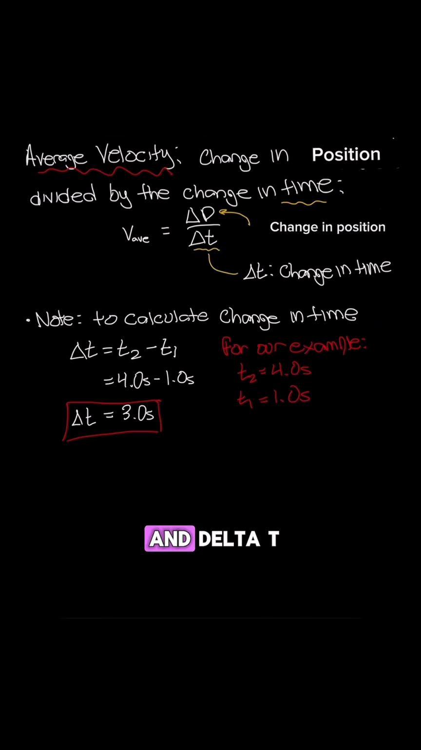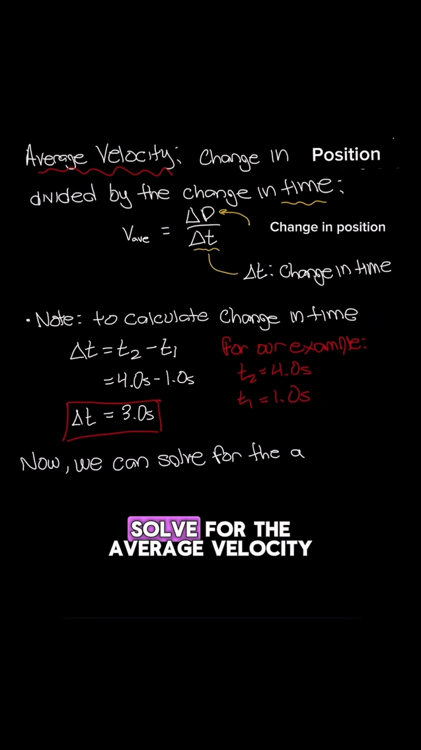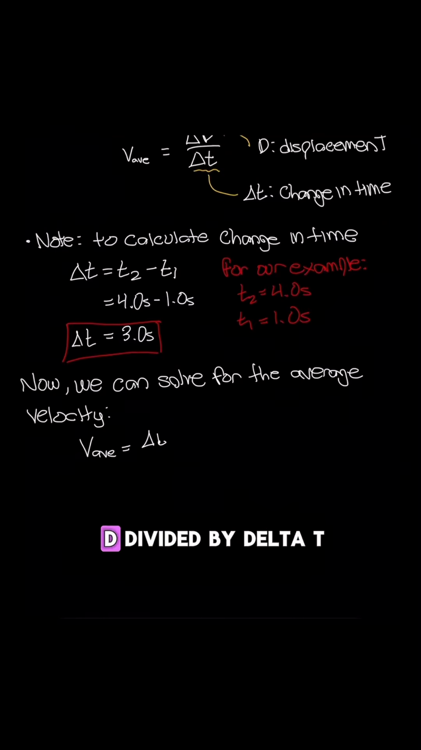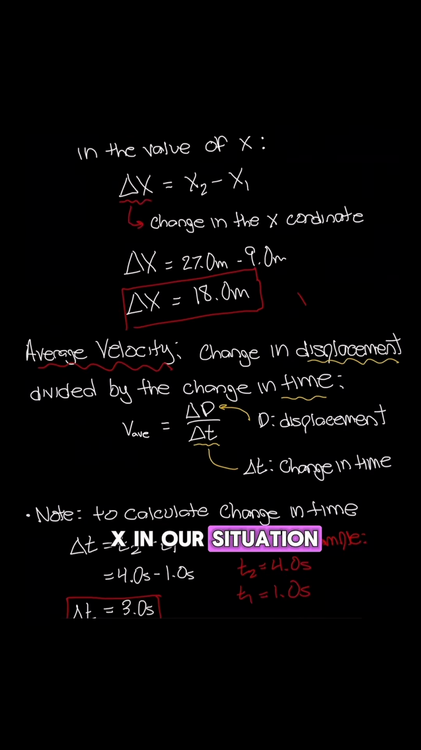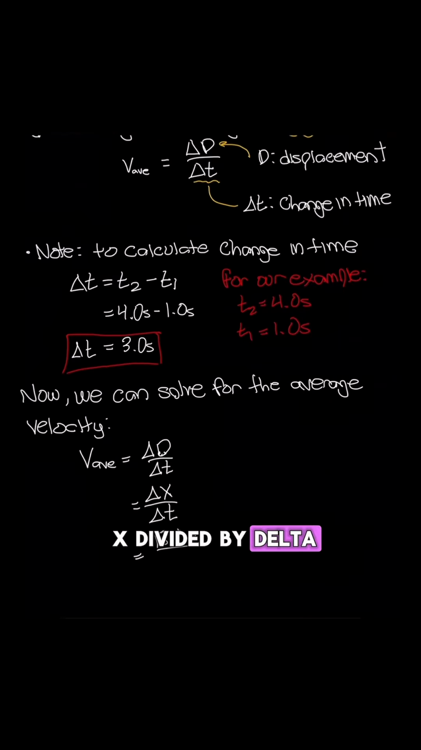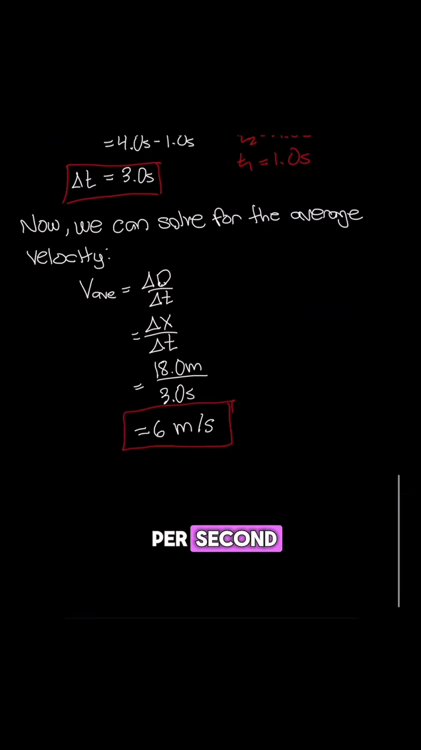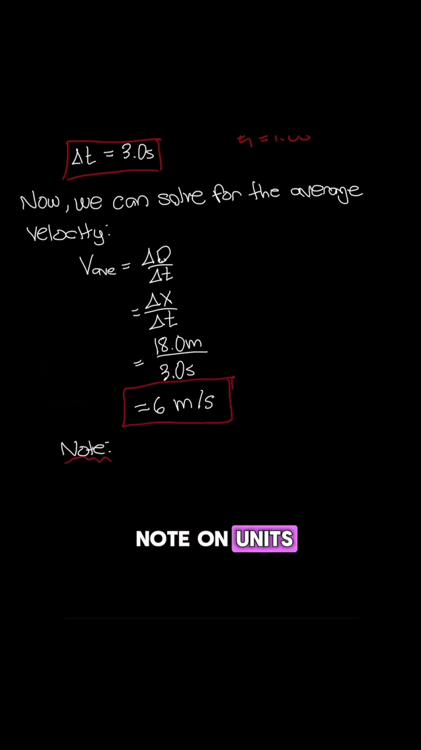Now we have delta x and delta t, so we have everything we need to solve for the average velocity. We can start by writing down our formula, v average equal to delta d divided by delta t, where delta d is also equal to delta x in our situation. So it'd be delta x divided by delta t equal to 18 meters divided by 3 seconds equal to 6 meters per second.